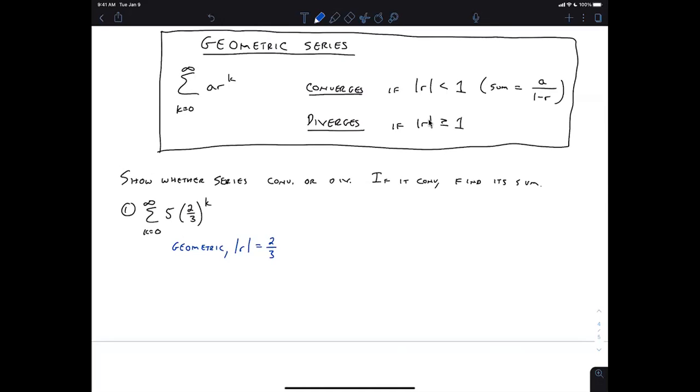What is significant about that? That it is positive, that it's a fraction, that it's bigger than 1, that it's not equal to 1. What's important about this value? It's less than 1. So you say, okay, I know it's geometric. I know the absolute value of R is 2/3. I know that's less than 1. So then the series converges.